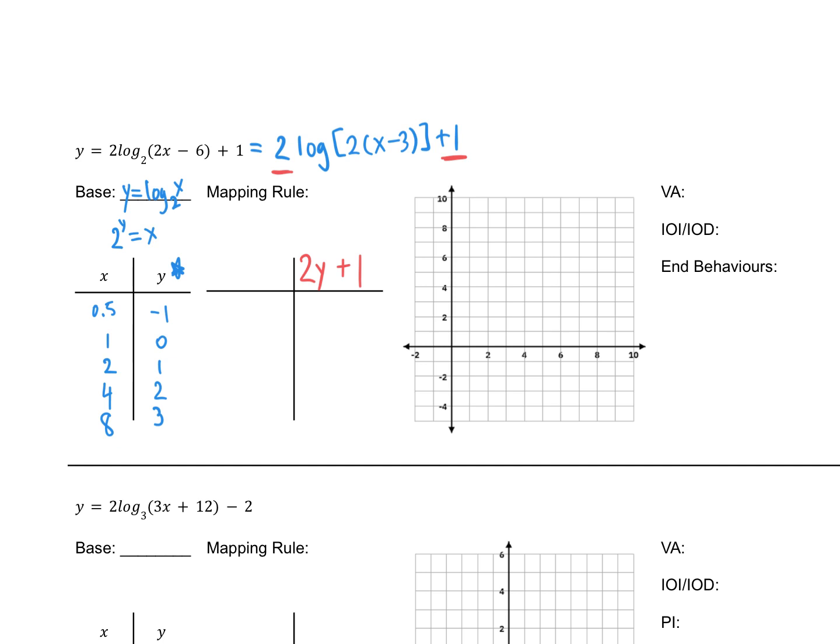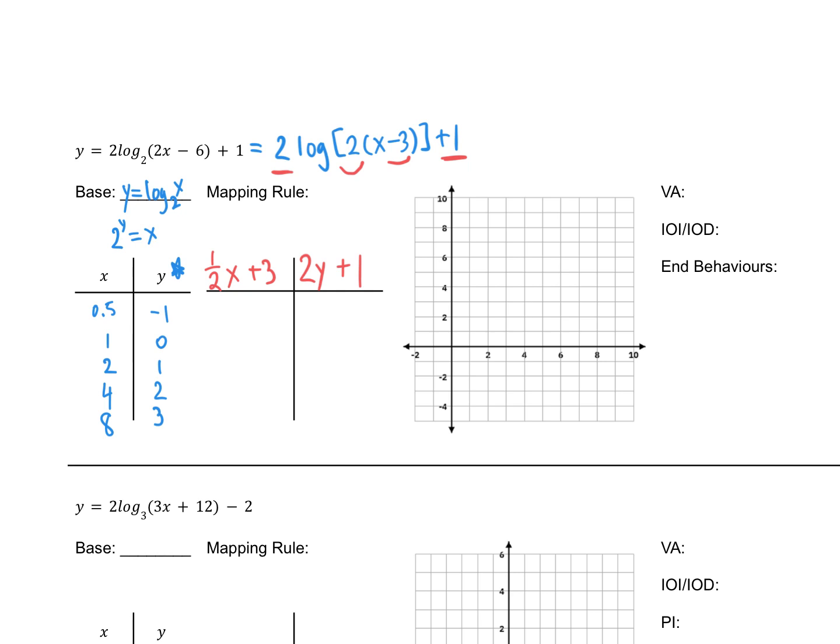For the horizontal, I am horizontally compressing by a factor of 1/2 because I have to take that reciprocal. So my x's are going to get multiplied by 1/2. And then I'm going to the right 3, opposite sign. So if I'm going to the right 3, I'm going to add 3. The actual transformation itself is what you use in your mapping rule. And now let's do that.